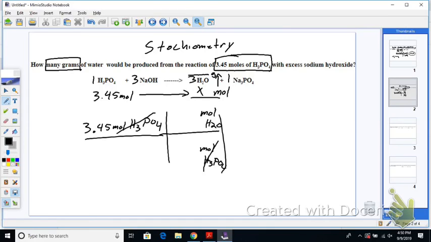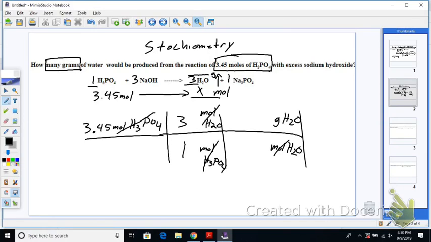If I look at the ratio, for every 1 of H3PO4, I have 3 waters I can produce. So I'm going to say for every 1 mole of H3PO4, if I had that amount, I would make 3 waters. So now I've got moles of water. My next step would be the conversion of moles of water, which I want to cancel out. And now I can go to grams of water.